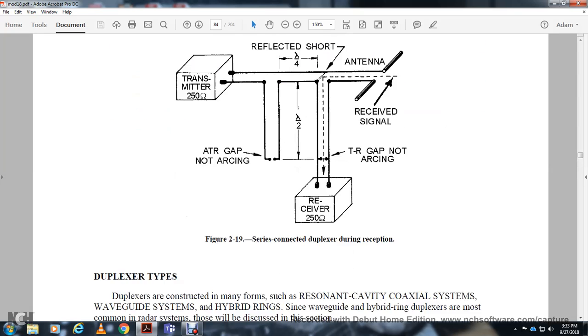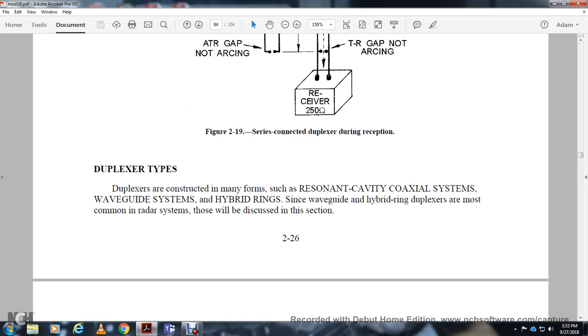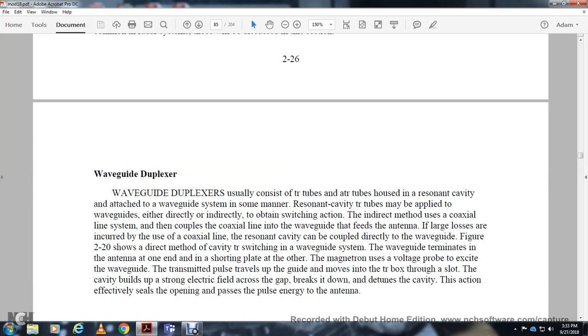The transmitter receiver selects the antenna for the received signal, with the gap not arcing. The duplexer types are mainly the resonant cavity, coaxial system, waveguides, and the hybrid ring, which is a semblance of waveguide. The waveguide duplexer is usually considered as a transmitter receiver tube and an anti-transmitter receiver tube housed in resonant cavities attached to the waveguide system. The cavities couple to the waveguide either directly or indirectly, with the indirect method using coaxial lines.